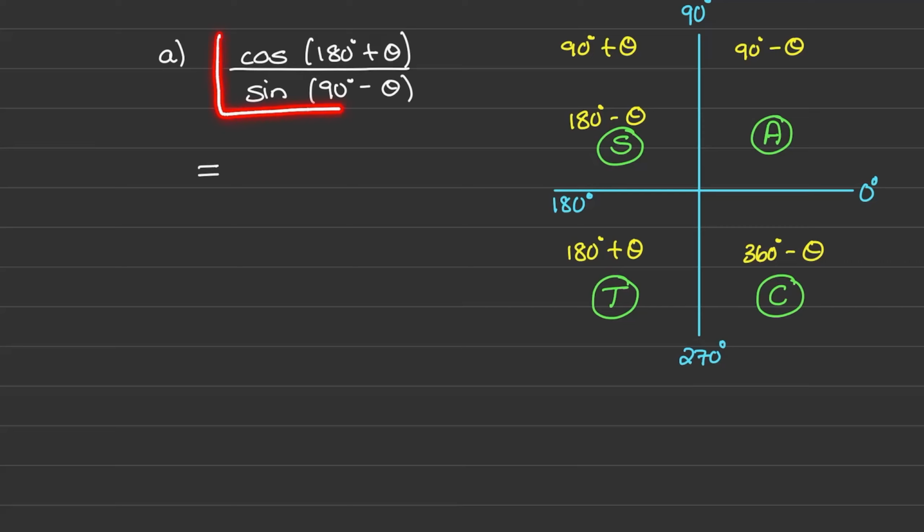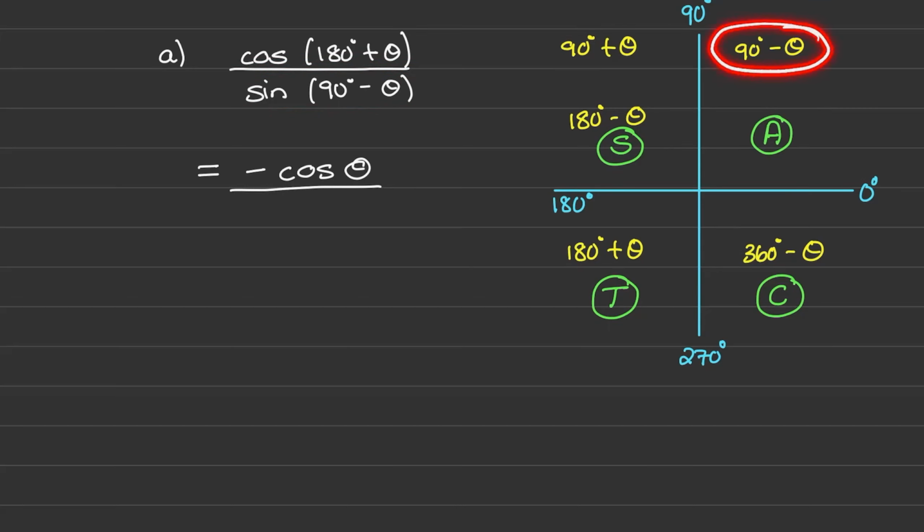Now, let's evaluate our fraction. First, we have cos 180 degrees plus theta. This is in the third quadrant, and cosine is negative in the third quadrant. So that will reduce to negative cos of theta divided by sine 90 minus theta.